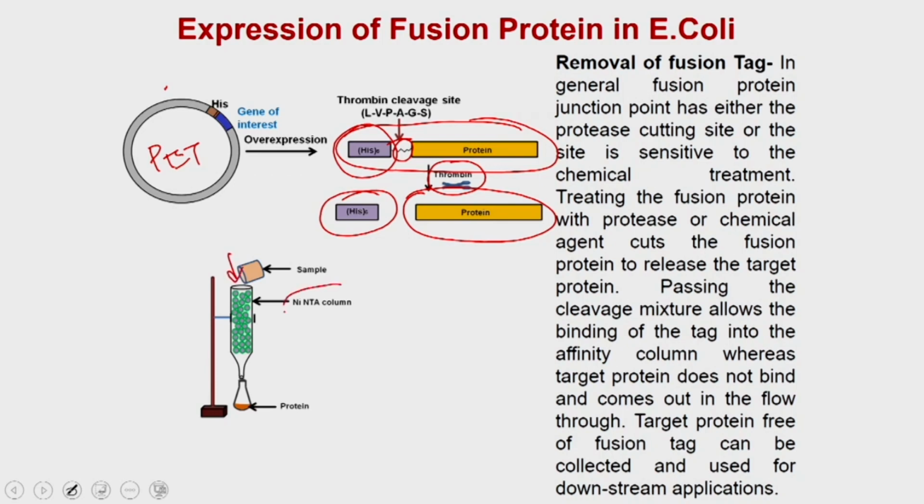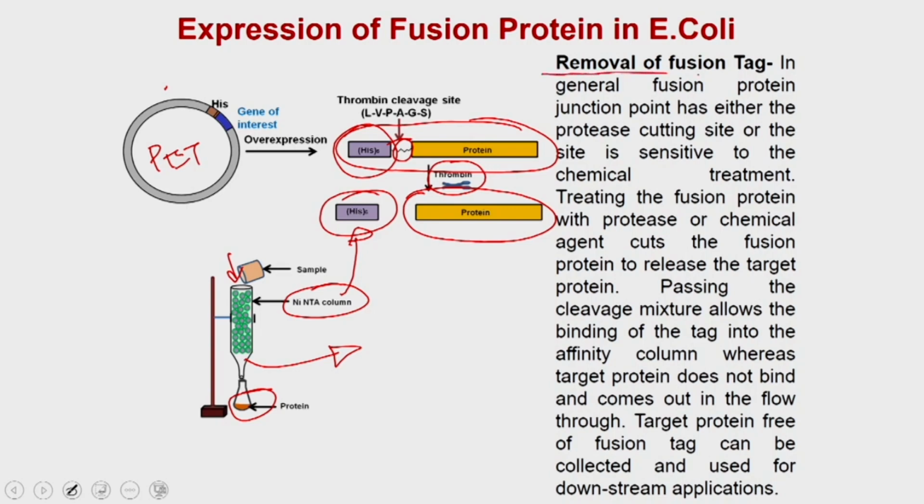Now, what you do is take this complete mixture and load it onto the affinity column, like a nickel NTA column. What will happen is the nickel NTA is going to bind the histidine tag because it has a very high affinity for the histidine tag, but it does not have any affinity for your protein. So, the histidine tag is going to bind to the beads of the column, whereas your protein will be present in the flow through, and you can collect the protein and use it for downstream applications.